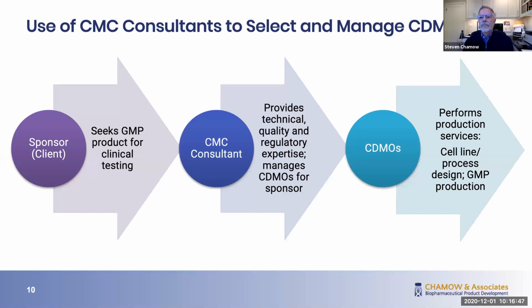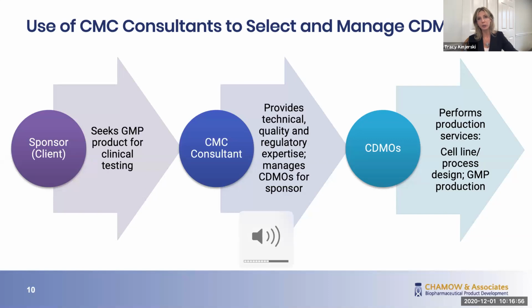Okay, so over the next few slides, I am going to review the outsourcing model where a client needs cGMP material and they choose to utilize CMC consultants in their process of selecting and managing their CDMO partners. This slide shows the overall model that I'm talking about. As I mentioned, we have a client looking for GMP material. They use a CMC consultant because we provide industry expertise. In the end, we ultimately want to be sure that the client is getting the GMP material that they need to take forward for their clinical trials.